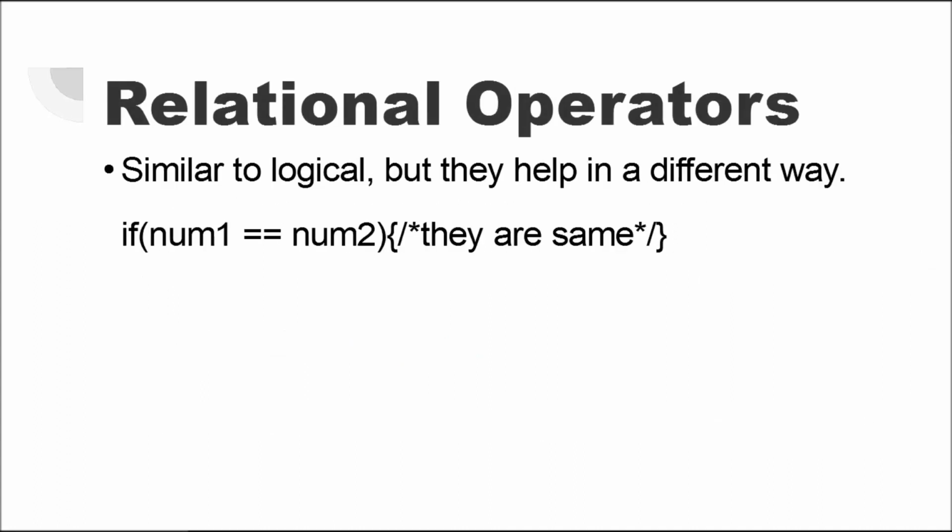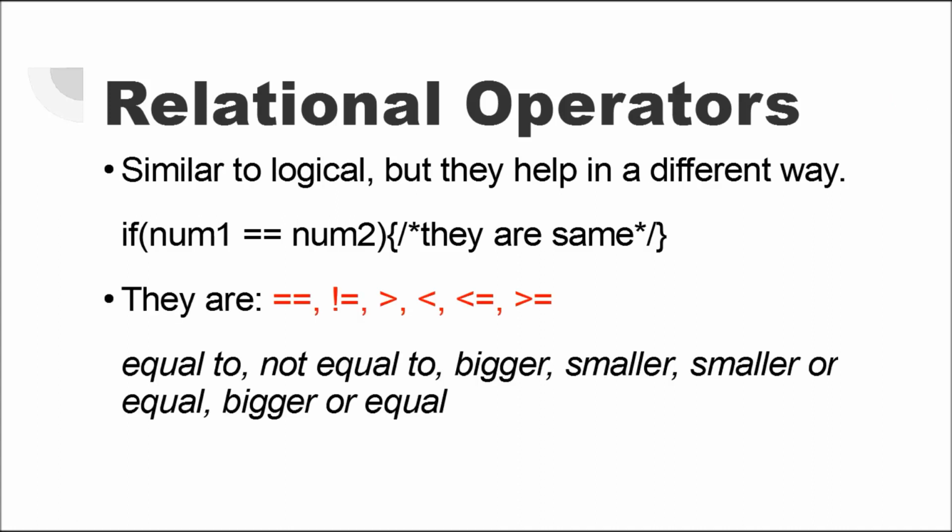Relational operators, similar to logical, but they help in a different way. What do you mean by different way? Let's get some lists and some examples. They are equal, exclamation equal, bigger, smaller, smaller equal, bigger equal. So equal pretty much means it's equal, like is one variable equal to another variable, something like that. Not equal to kind of reverses the condition after the equal to part is done.